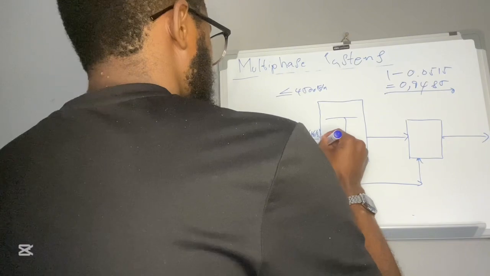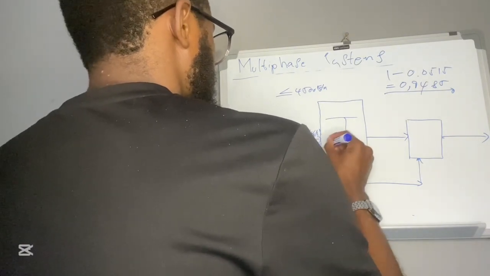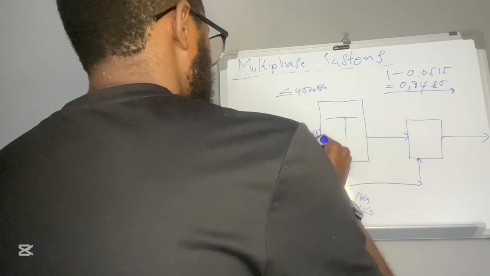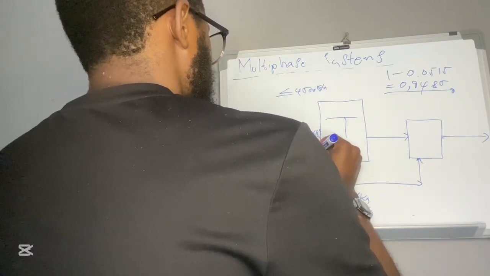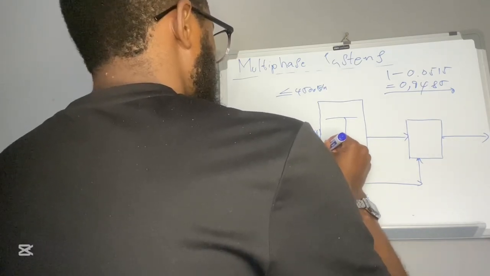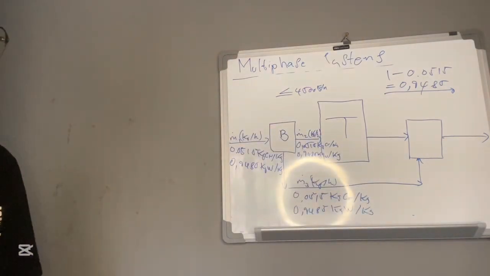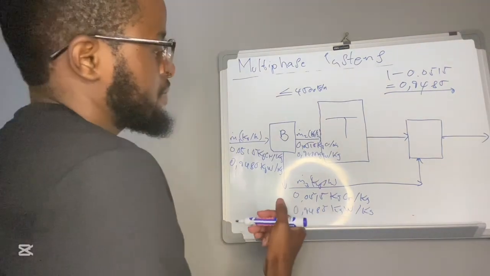0,0515 kilogram of chromium per kilogram, right? And 0,9485 kilogram of water per kilogram, right?